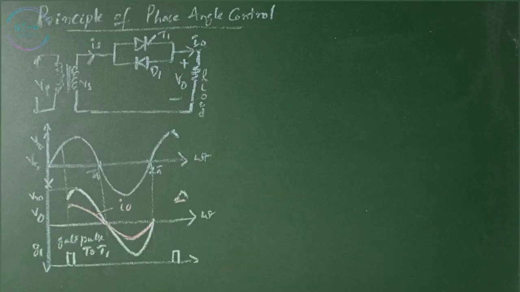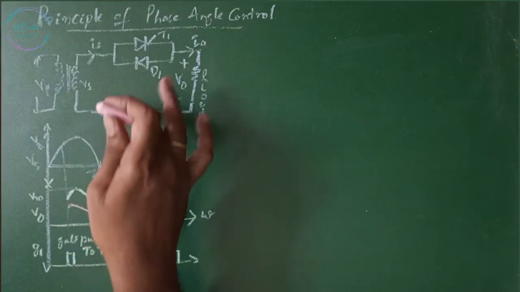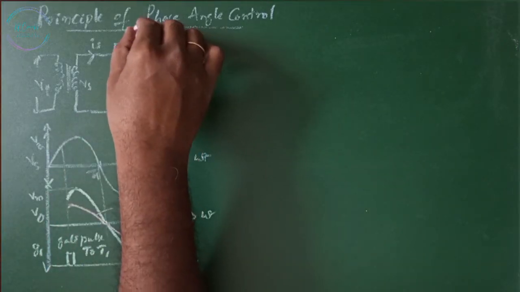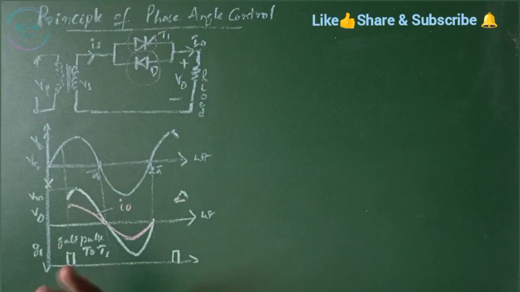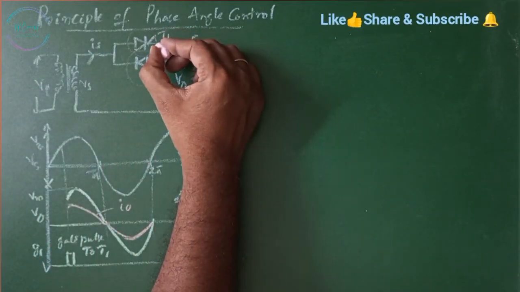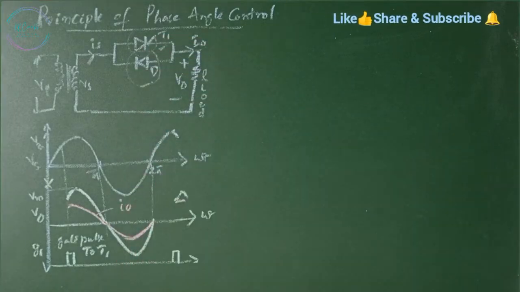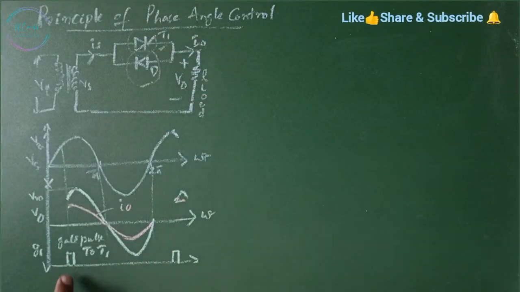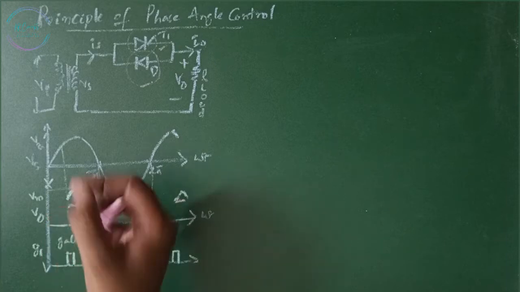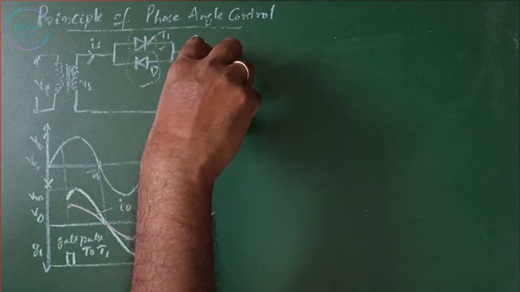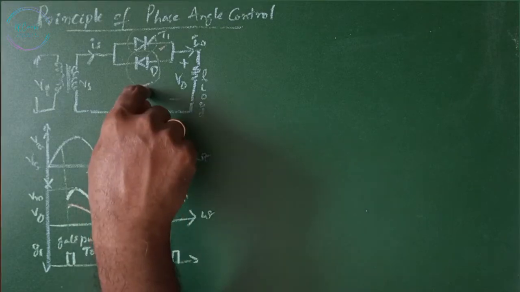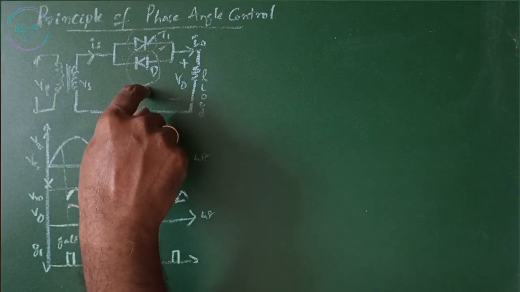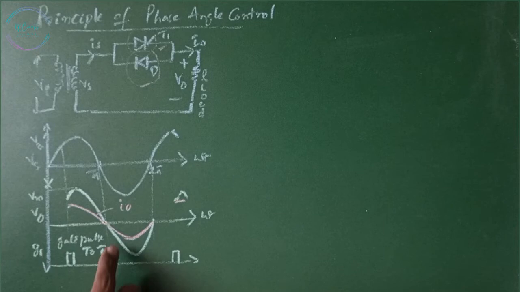Principle of phase angle control. Here we consider single phase half wave control. We have one thyristor and one diode. So we can control only the positive half cycle by varying the firing angle of thyristor T1. A pulse is given to the thyristor T1. Then the input is going to appear across the load in the positive half cycle. Then in the negative half cycle, we have a diode which is going to conduct continuously. So we cannot control the diode, and the input is going to appear across the load.